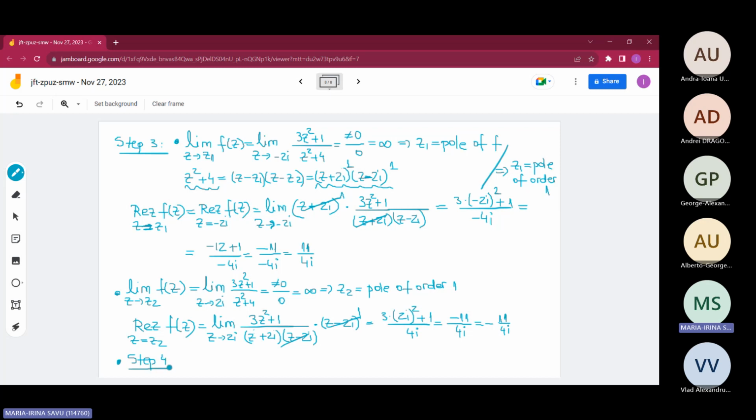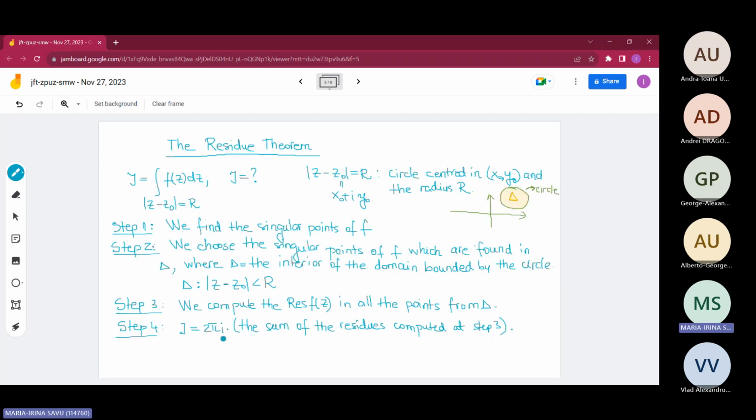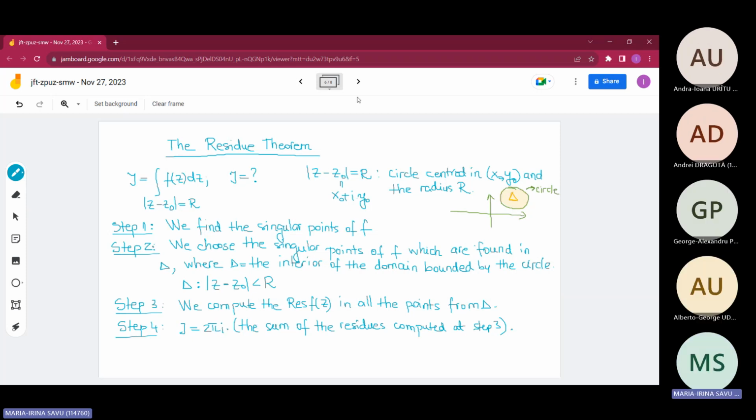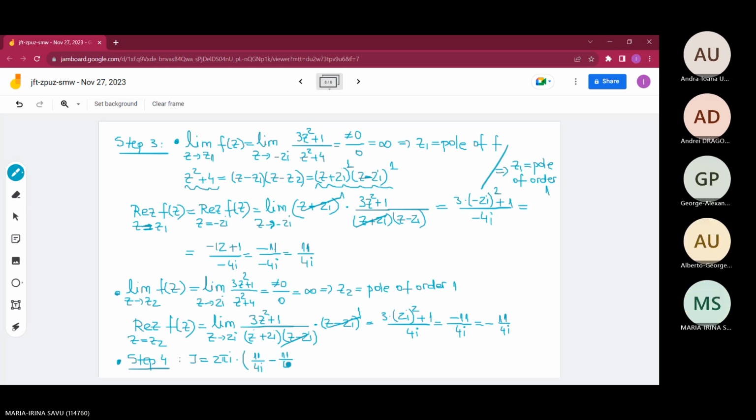Let's go to step 4. Step 4 consists of computing the sum of the residues computed at step 3, and then the sum must be multiplied by 2 pi i. So in this case, it is 2 pi i times the first residue plus the second one.